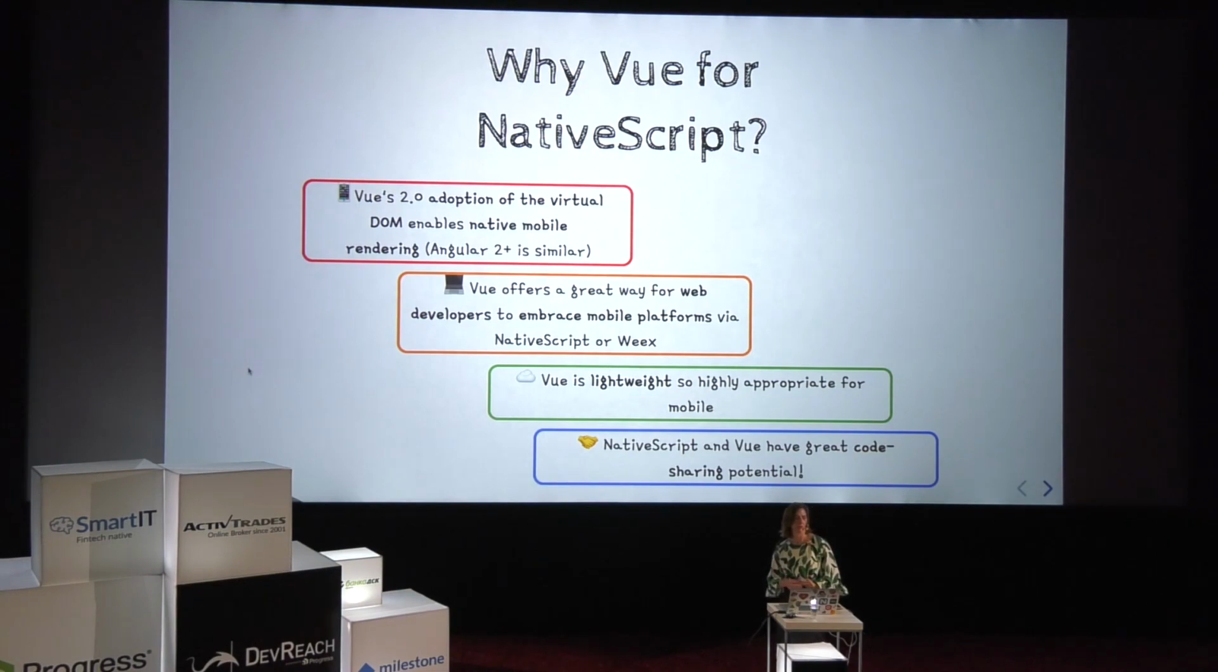So why port? We already have a wonderful Angular integration. Why would you go ahead and use Vue? Well, Vue actually, similar to Angular, has this adoption of the virtual DOM, and it enables native mobile rendering. So like Angular 2, when Vue 2 came out, we have this ability to start building for native devices. So Vue also offers a really nice way for web developers to use their skills to embrace mobile platforms. And this was actually pioneered by Alibaba in China.